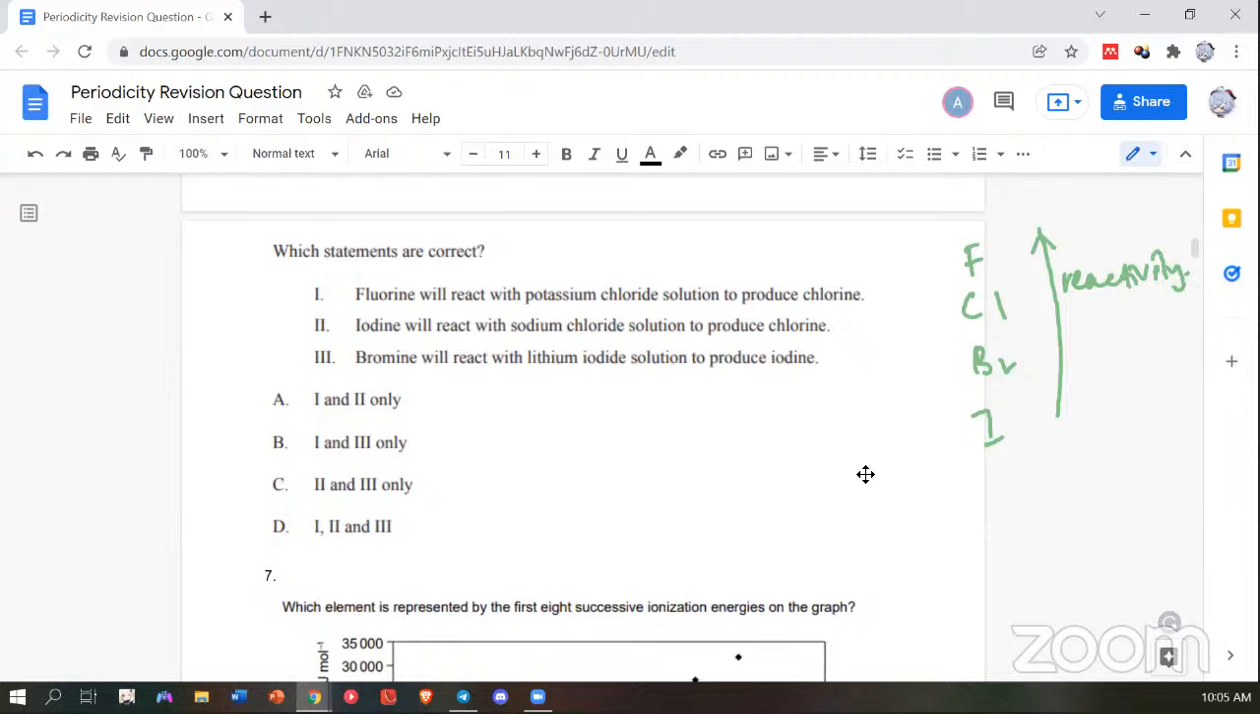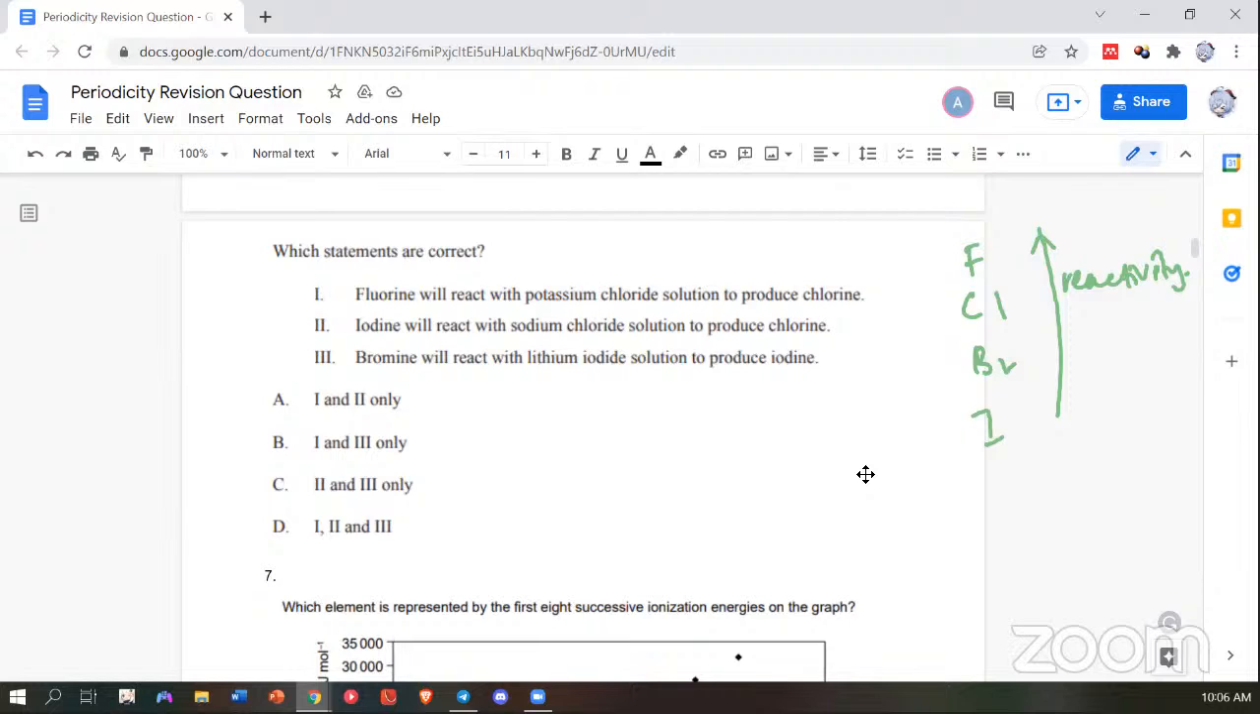So lagi atas lagi tinggi reactivity. So in order to replace or to react the benda tu, the gas must be atas daripada yang direaktkan tu. Faham kan? So F, kita tengok fluorine. Fluorine will react with potassium chloride to produce chlorine. Dekat itu betul. Kita tengok F. F di atas lagi daripada Cl. So dia akan react. Meaning betul dia akan produce chlorine.